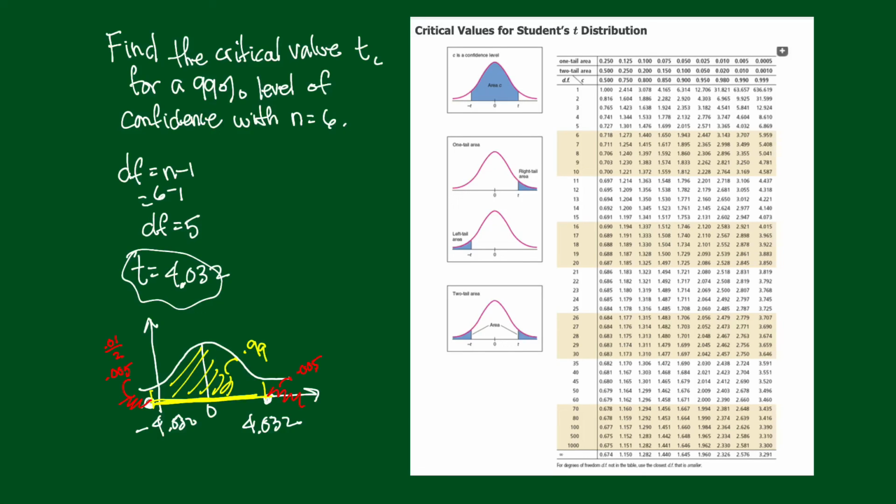I think that's probably enough for one section. We're just introducing the t distribution and seeing how to compute critical values. In the next section, we'll actually construct a confidence interval.